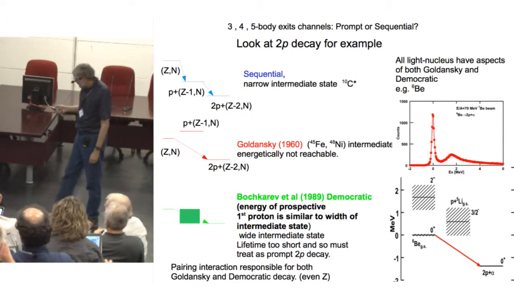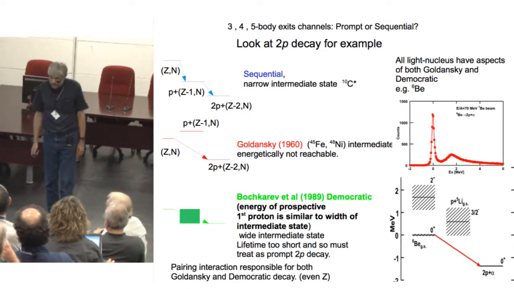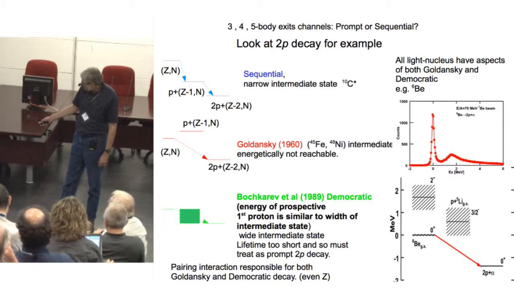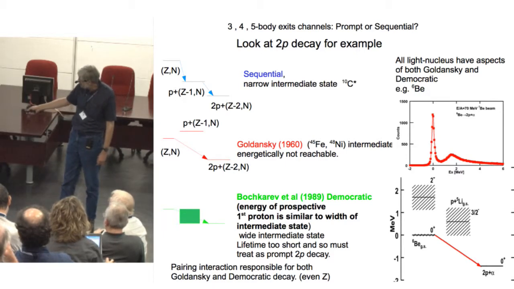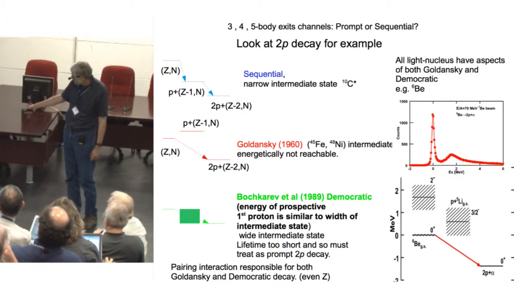So most of the light systems are of this type. The easiest ground state two-proton emitter in the light systems is beryllium-6, and it sort of has both of these qualities. You can see here's the ground state, and the lithium-5 intermediate state is wide, okay? So it has this democratic aspect, but actually most of the strength is inaccessible from a single proton decay, so it also has this Goldansky aspect. But notice if you look at the excited state, the 2+, it's no longer Goldansky, but it's still a democratic decay.